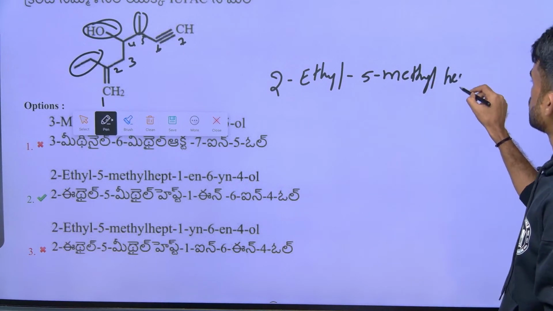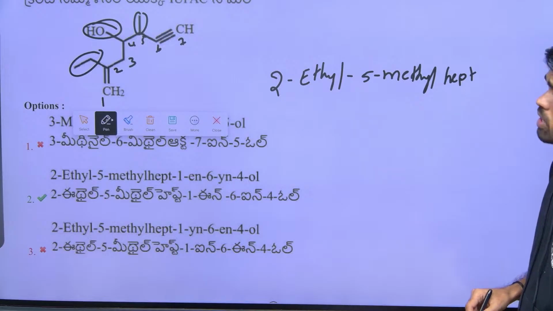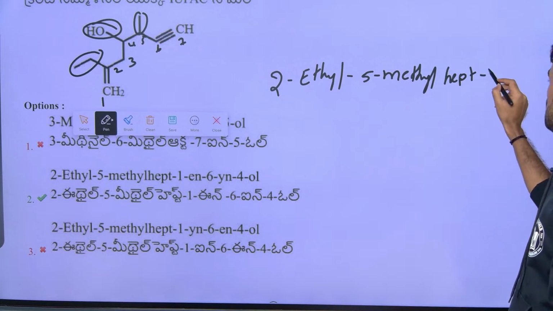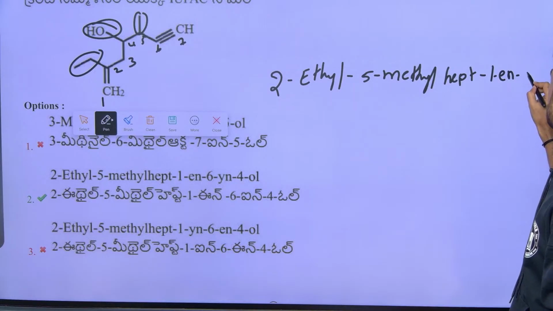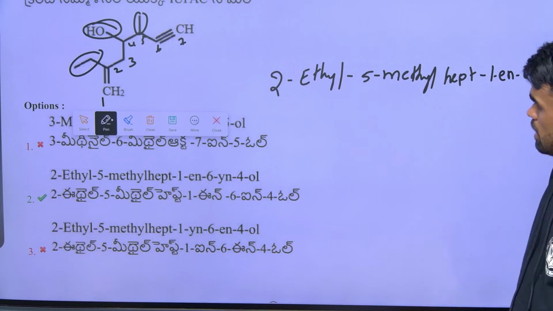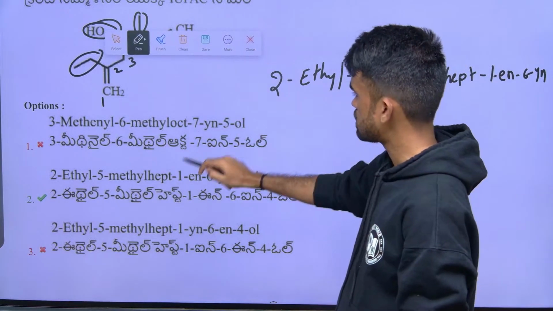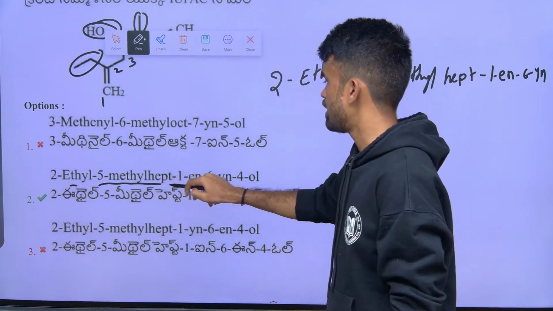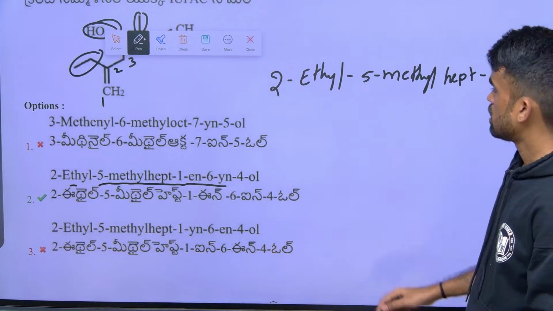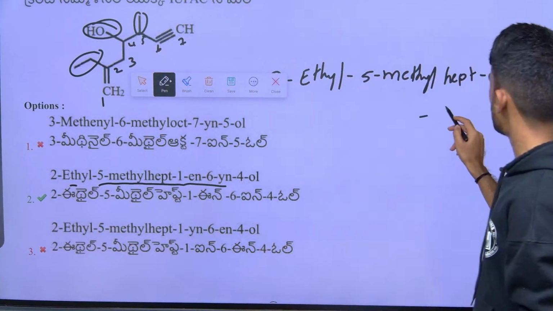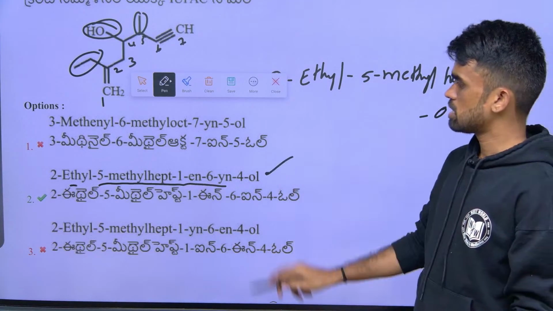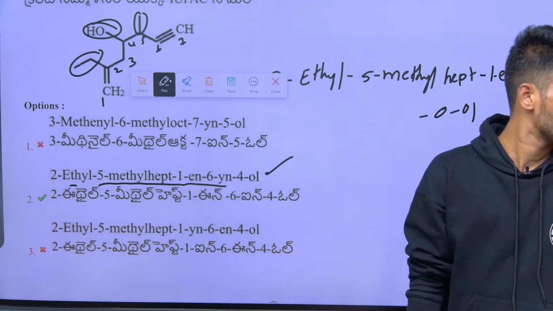Hept, 7 carbons hept, 1 ene and 6 yne. So do we have any option like this? See, 2 ethyl, 5 methyl, hept 1 ene 6 yne. Next, what is the position of alcohol? 4, so 4 ol, that's it. So this is our option. Option number 2 is correct for this question, right?